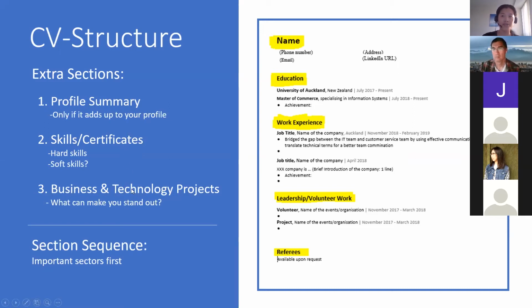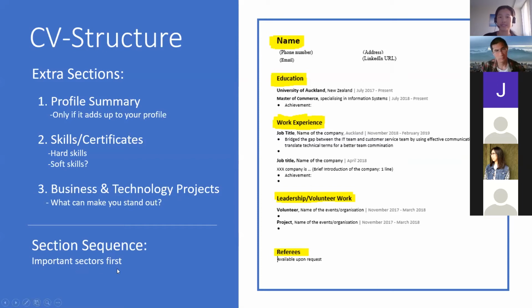Another section you can add into your CV is something you want to make yourself stand out. For example, for me, I did 2 projects when I was at uni. It's about business and technology. So I added a separate section as business and technology projects. So that's something you can add that you think the HR will pay attention to because it's important, that can make you stand out. So these are the extra sections that you can add into your CV based on the basic structure. It depends on your experience and what you want to make yourself stand out.